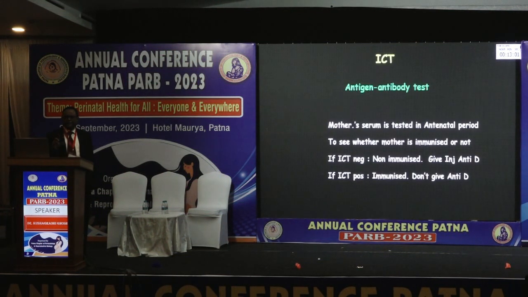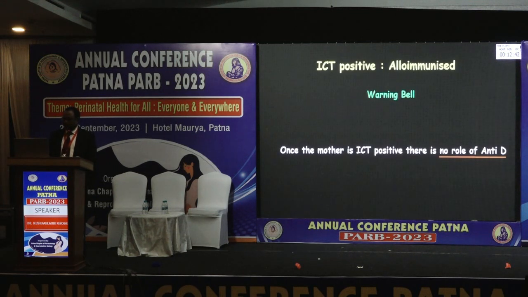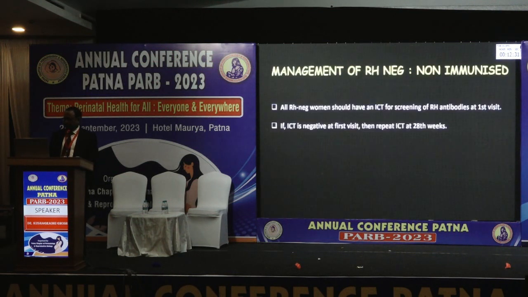Once we find that the mother is Rh negative, we do a test which is called ICT, indirect Coombs test, which is an immunoglobulin test to see whether the mother is immunized or not. If the ICT is negative, we call the mother non-immunized. If the ICT is positive, we call it immunized. As simple as that. Once the mother is ICT positive, there is no role of anti-D at all. There is no point in giving an anti-D injection to a mother who is already ICT positive.